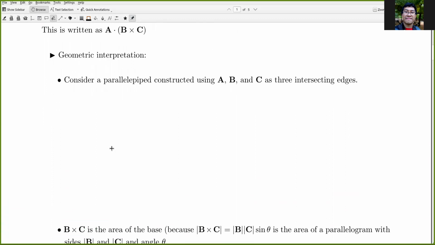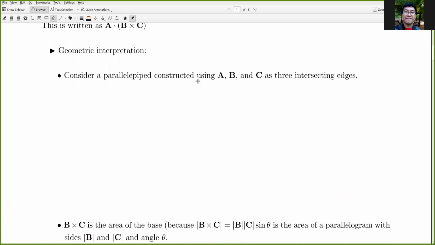As a geometric interpretation, let's consider a parallelepiped constructed using A, B, and C as three intersecting edges. So our parallelepiped would look like this. Suppose this is our vector B intersecting with C on, say, the tail. Suppose this is it, like this. Okay, that's C. And suppose A is something like this.